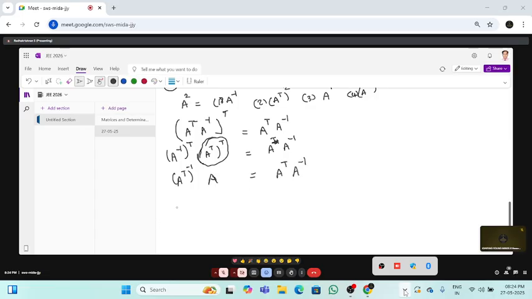See, they are asking for A square. So what we should do is neutralize this A transpose inverse. We can neutralize this by pre-multiplying by A transpose. So A transpose into A transpose inverse will become I. Now they want A square, therefore you have to post-multiply by A. So now I have made the left hand side equal to A square. They want A square, right? So you have to see how we can get A square.